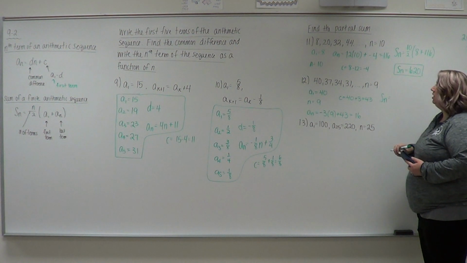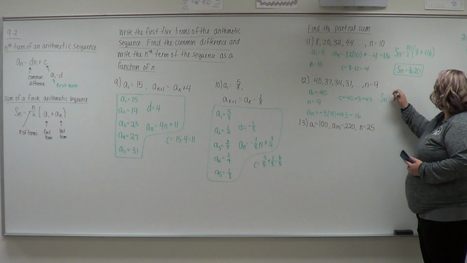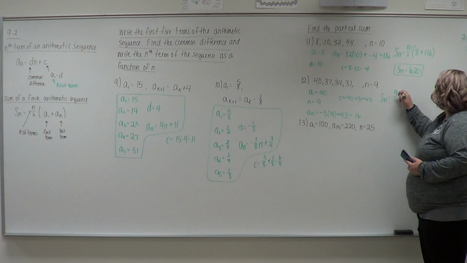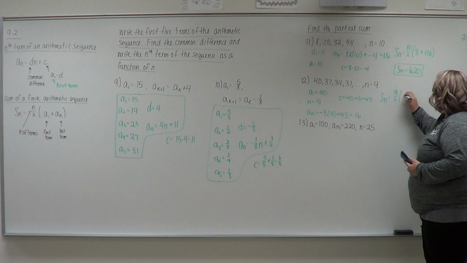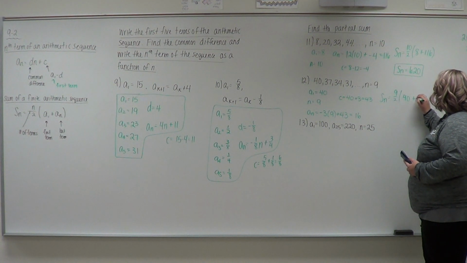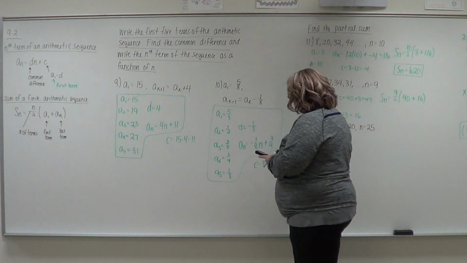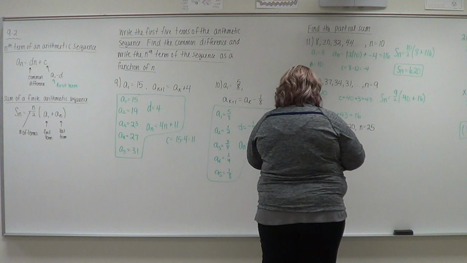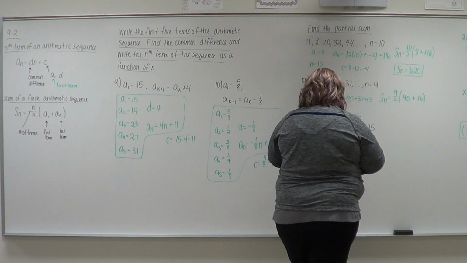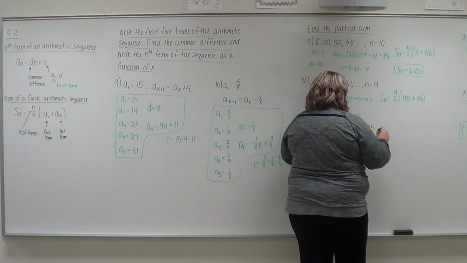So if I plug everything into that formula, I have N over 2, so 9 over 2, times A1, which is 40, plus AN, which would be 16. So 40 plus 16 times 9 halves would be 252.